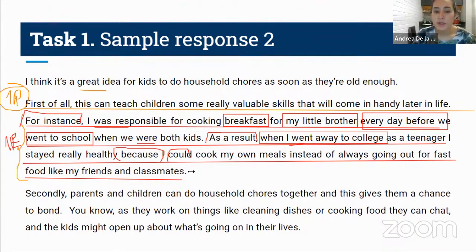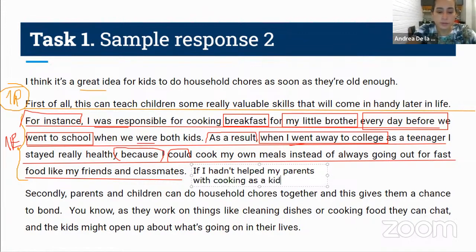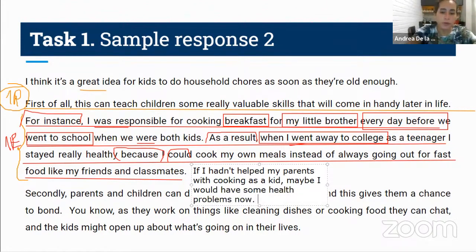Maybe he could have even used a conditional at the end and said something like, if I hadn't helped my parents with cooking as a kid, maybe I wouldn't be so healthy now, or I would have some health problems, right? Or maybe I would have struggled in college. Many things you could say.